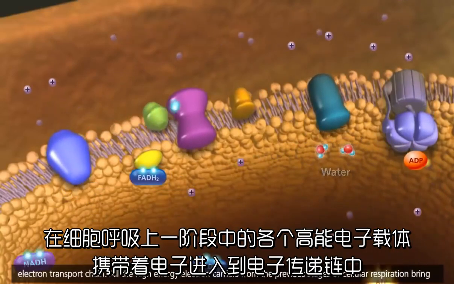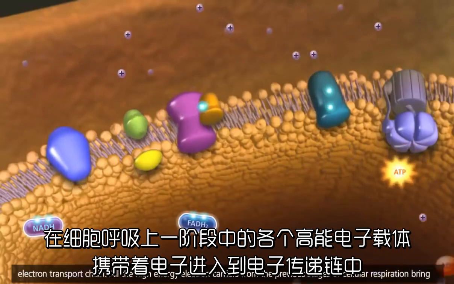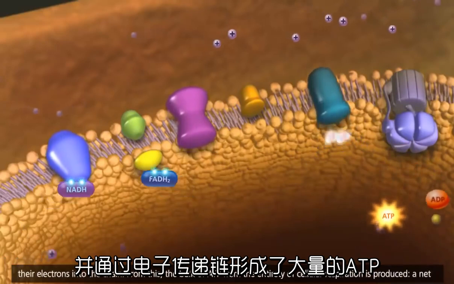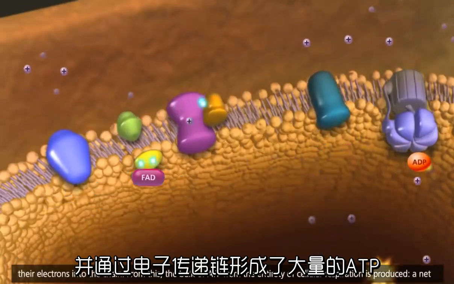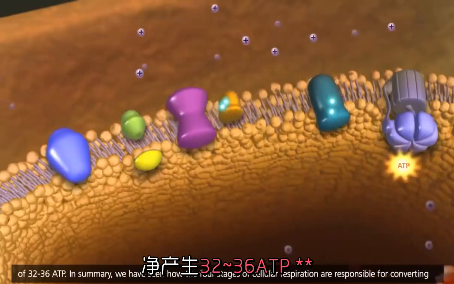All the high-energy electron carriers from the previous stages of cellular respiration bring their electrons into the chain. From this, the bulk of ATP from the entirety of cellular respiration is produced. A net of 32 to 36 ATP.